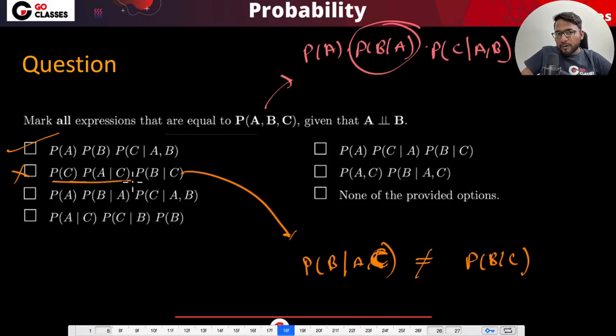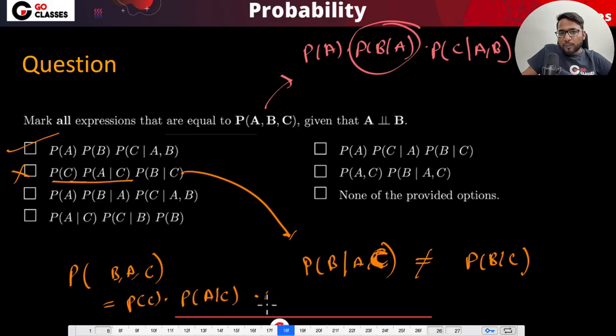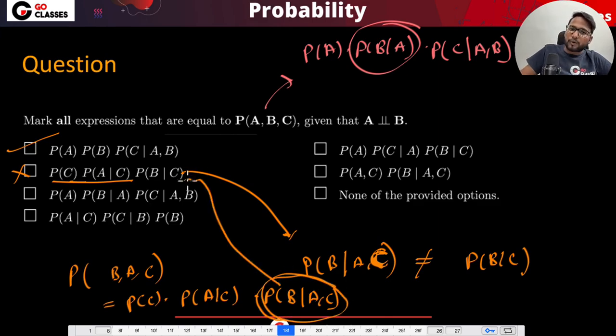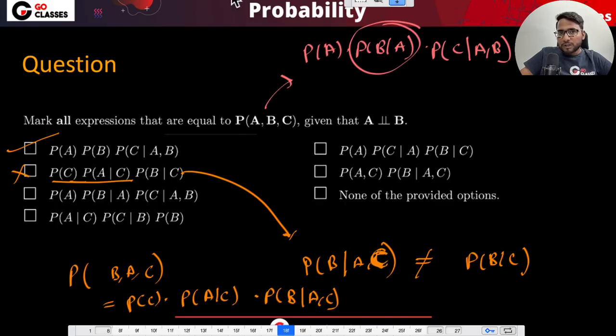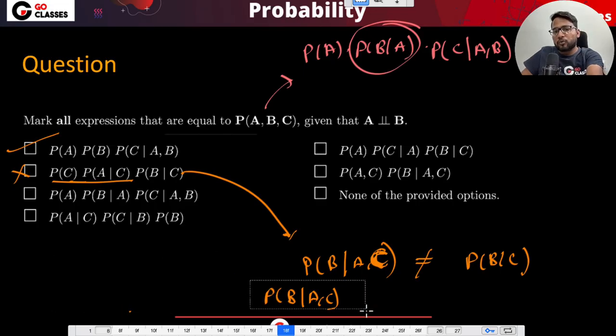Because this term and this term are matching, I mean, if you are not comfortable with the left, you can definitely write like this. If you just expand, this will be probability of C into probability of A given C and then into probability of B given A comma C. Now they are saying that you can replace this B given A comma C with probability of B given C, which is incorrect, right? The reason is very simple, because they may be dependent if C is given. So given C, whether they're independent, you don't know, right?